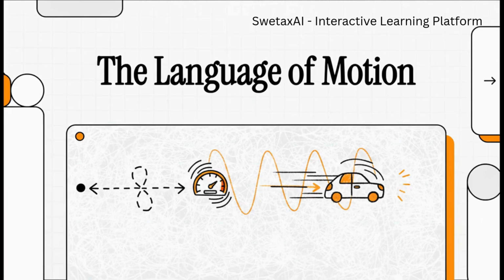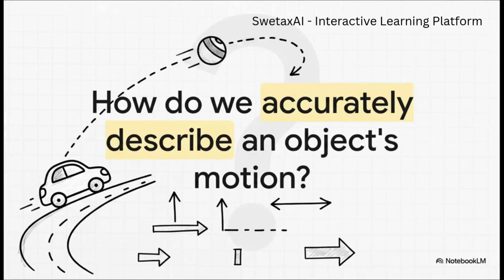Welcome to The Explainer. Today, we're going to talk about something that's happening literally everywhere all the time: motion. But to really get it, to talk about it like a physicist, we need to be super precise. So let's dive in.